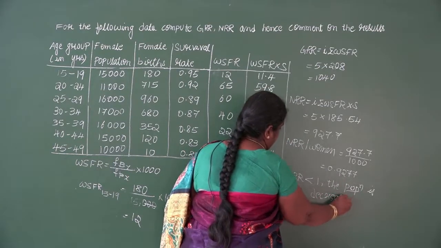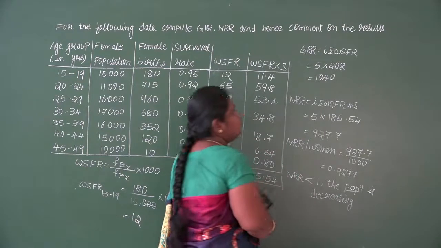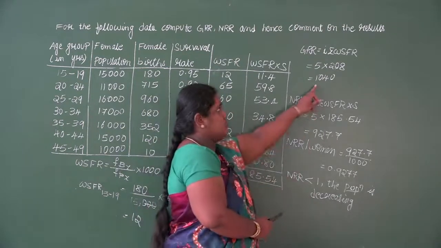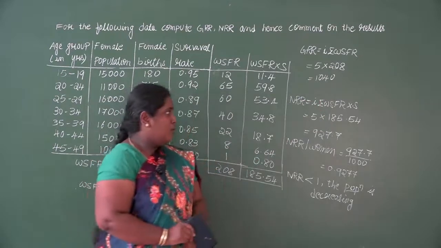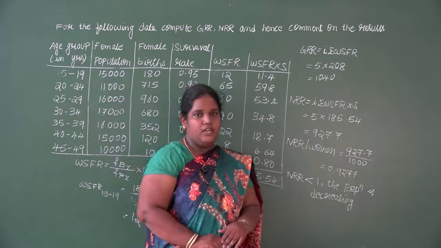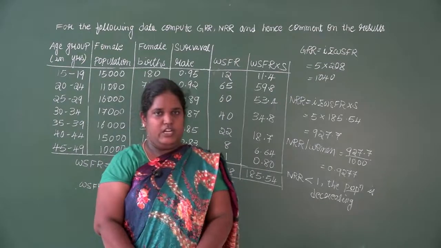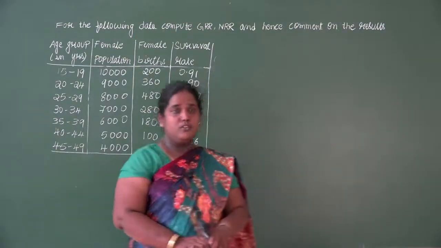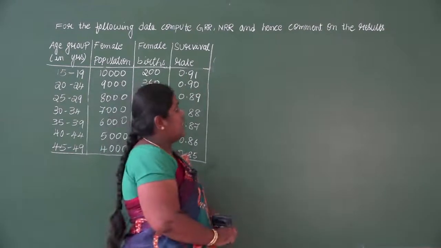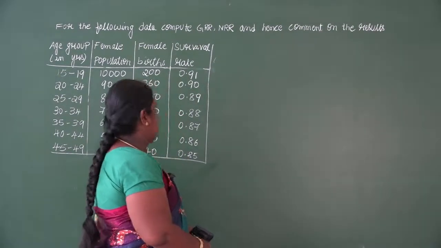Again in this, if you compare the GRR value, we'll get more than 1000. So we are not giving the conclusion based on the GRR. We'll be only commenting regarding the NRR, net reproduction rate. So this problem is again based on the 10 marks. So calculate GRR, NRR and comment on the result.